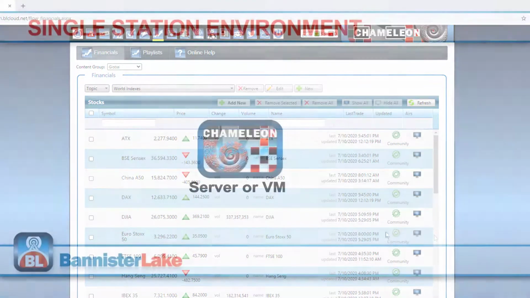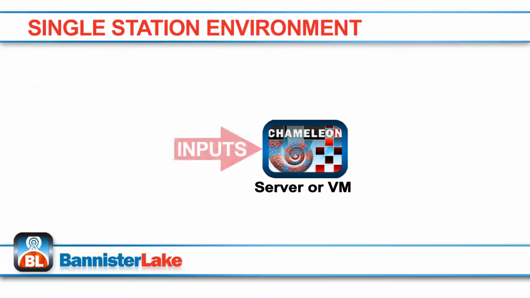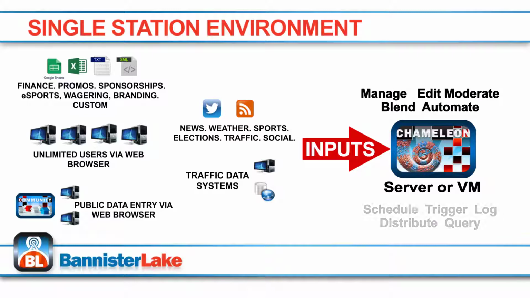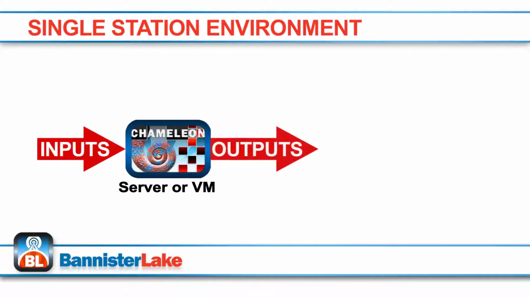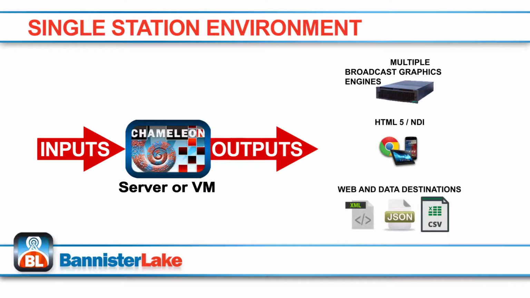In a single station environment, Chameleon is either a standalone server or virtual machine in your local facility. Chameleon is bundled with some data feeds already enabled, or they have more than 50 data readers for the data streams you are already using today. This is where Chameleon starts to work. It manages the data, and then it can be scheduled or manually sent to the playout devices, which include multiple graphics engines, HTML5 or NDI, and web and data destinations.